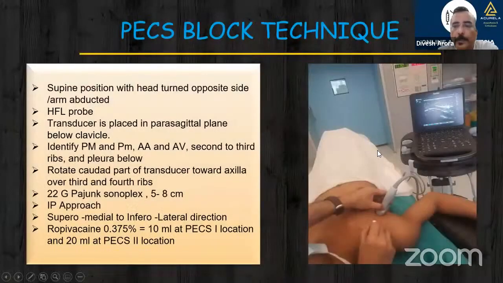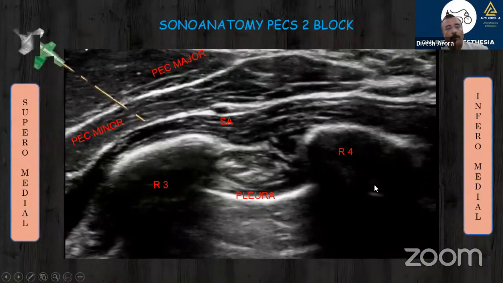So let's understand the PEC block technique. It's quite a superficial block. The patient has to be supine, head turned to the opposite side, and arm minimally abducted. Superficial block, so we make use of a high frequency linear probe. Initially, we place the transducer as we would have done it for an infraclavicular block, and then try to move our transducer in the deltopectoral groove with slight medial tilt so as to identify the ribs. The aim is to identify the pec major, minor, axillary artery and vein, and start moving towards the axilla over the third and fourth ribs.